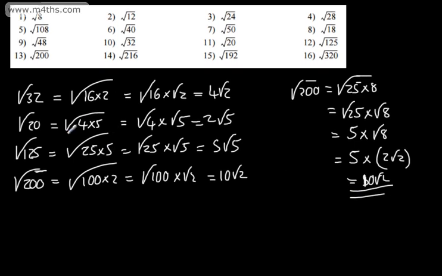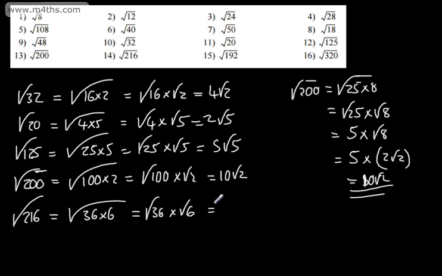Okay, 216. Let's look at 216. The largest square number that goes into it, well, this is a cube number. 216 is 6 cubed, which is the same as 36 times 6. Square root of 36 multiplied by square root of 6. The square root of 36 is 6, so 6 root 6. So again, if you were given this and you had to work backwards, simply square this number, multiply it by the number under the root, and that will give you the original unsimplified surd.